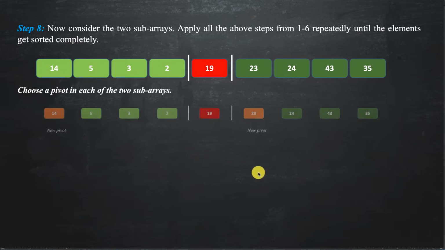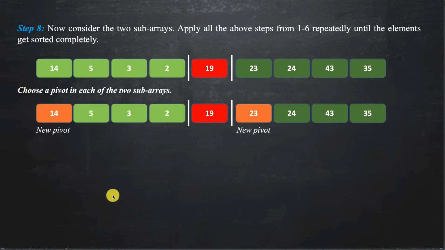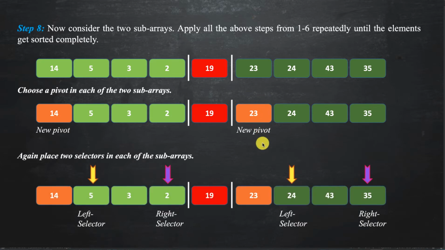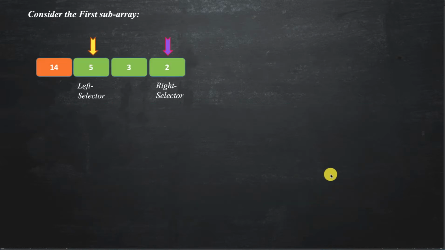We have these two sub-arrays and we are going to apply the same method that we have seen again. So we'll again choose two new pivots. For this sub-array, we'll choose the first element as a pivot, which is 14, and for this sub-array we'll choose 23 as a pivot. And then again we will have a left and right selector for both of these sub-arrays. So let us work on the first sub-array. Again 14 is the pivot, we have the left selector which is the next element to the pivot, and we have the right selector as the last element.